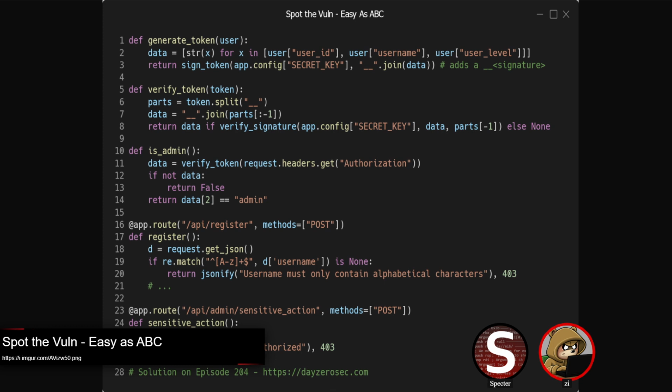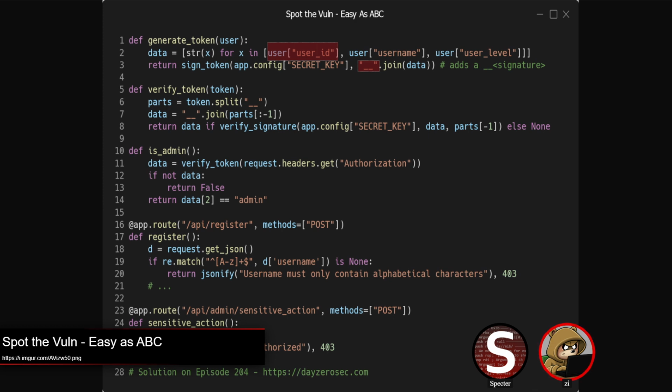Some of the other code in here, we've got token generation. It's not a JWT. Unfortunately, trying to compress this code down does make it a little bit rough to read, with some of these long lines. But it takes a random user to generate a token for this user. It will basically join them with a double underscore, so the user ID underscore username underscore whatever their user level is. So user, admin, whatever. It'll sign it. That's just kind of a magic function that adds underscore and the signature.